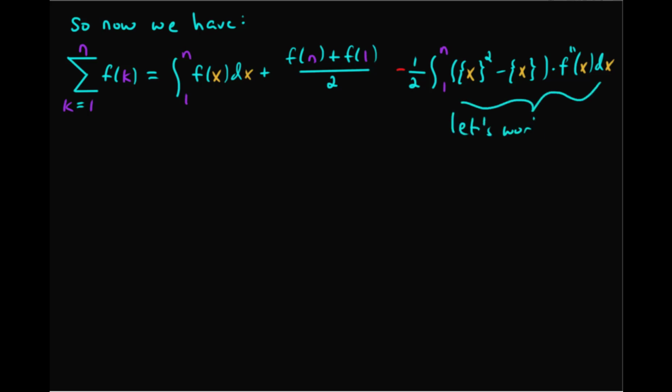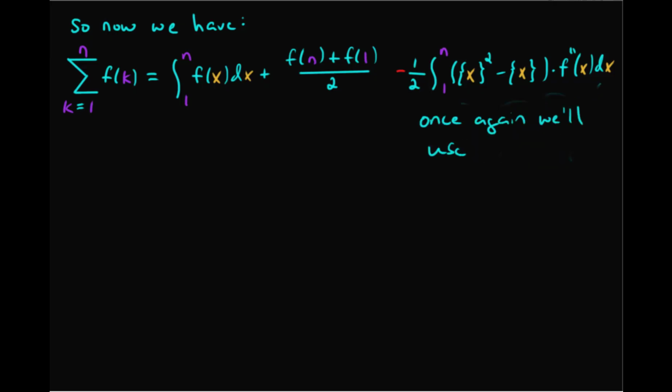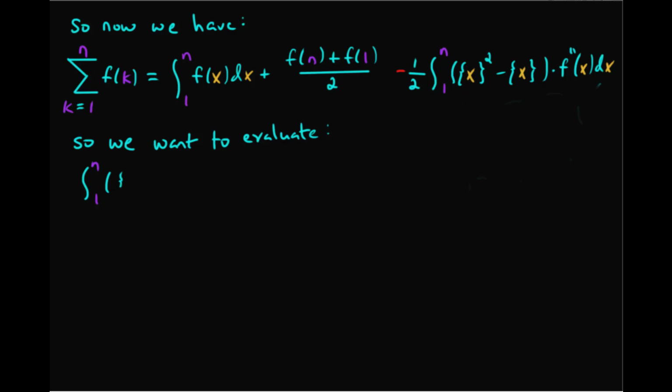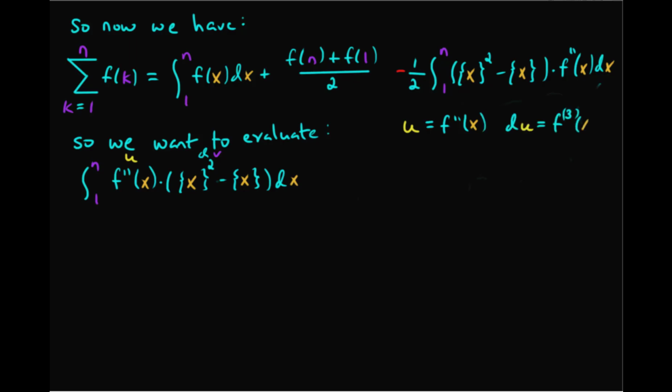And we can do that by doing another round of integration by parts, which is actually a common strategy. If one round of integration by parts doesn't get you the answer, do another round. So we want to evaluate the integral from 1 to n of (fractional part of x squared minus the fractional part of x) times f double prime of x dx. And once again, I'll flip those two terms around and write them as u dv, so I'll make u f double prime of x, and dv will be the other expression. And so we'll have u equals f double prime of x, du equals f triple prime of x dx.